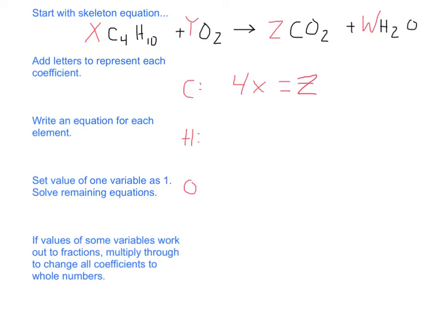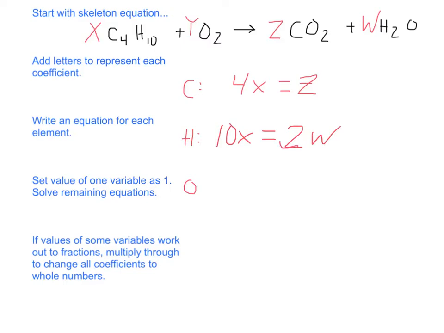Then we want to take the next one, so let's say hydrogen. On the left side, or the reactant side, we have 10x equal to 2w, because H2O has 2 hydrogens, so it's 2w. Your 2 and z's look similar, but I understand what you're doing there. That's what the little cross-hatch is.